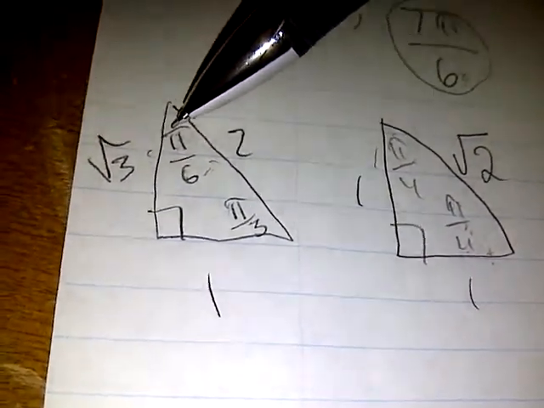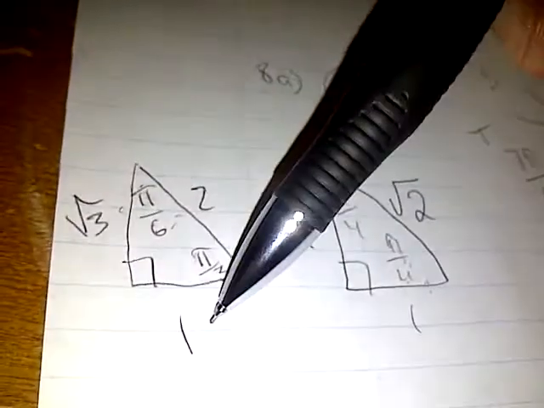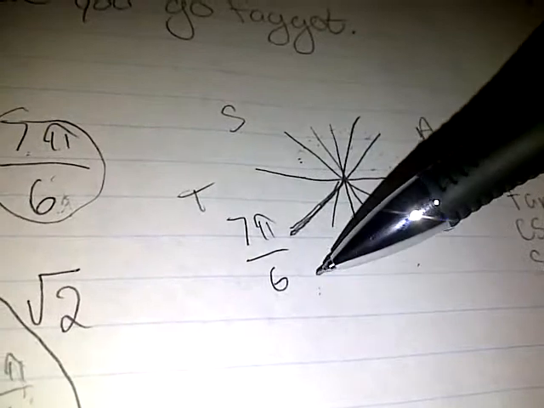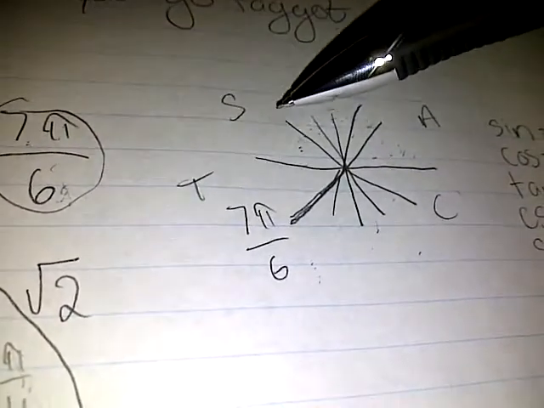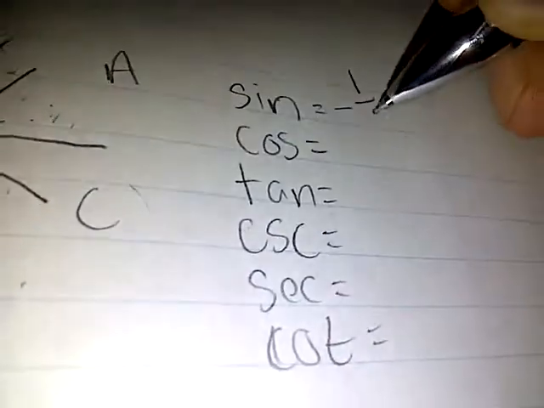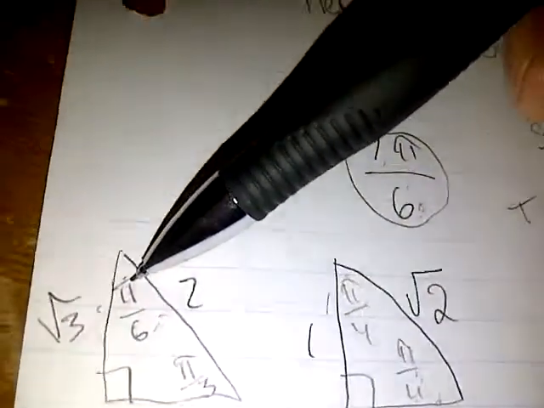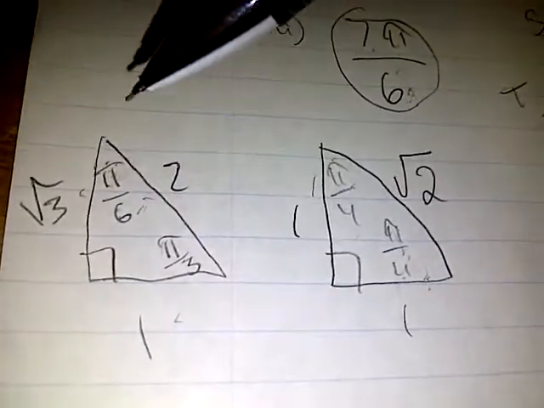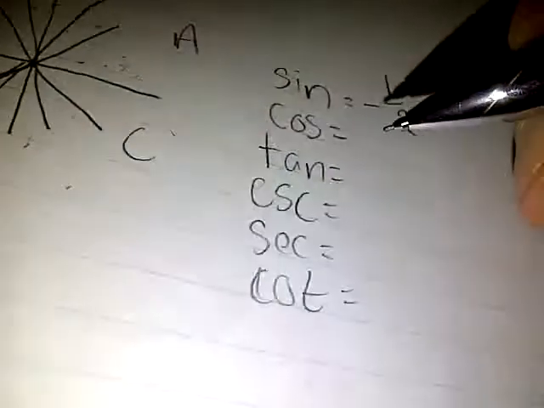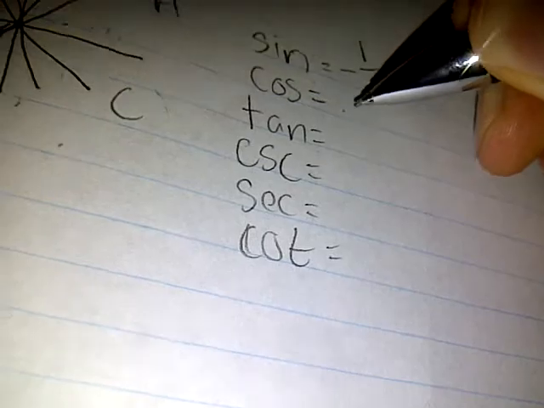You're going to use SOHCAHTOA. Sine is opposite over hypotenuse, so it's 1 over 2. And because this angle is not in the sine quadrant, it's going to be negative. So it's going to be negative 1 over 2. Right? Same thing for cos. You're going to start at the same angle, pi over 6. Cos is adjacent over hypotenuse, so square root 3 over 2. And again, because it's in the tangent quadrant, cos is going to be negative square root 3 over 2.